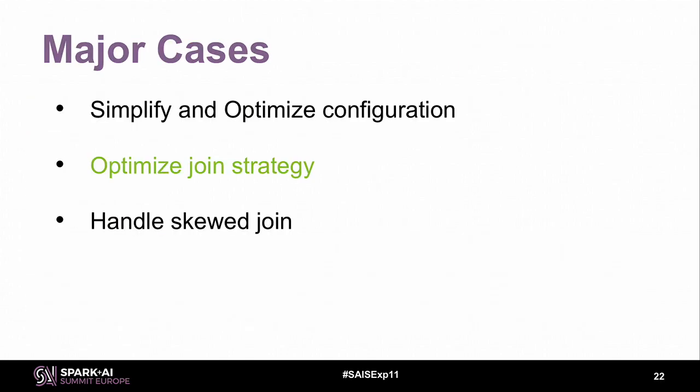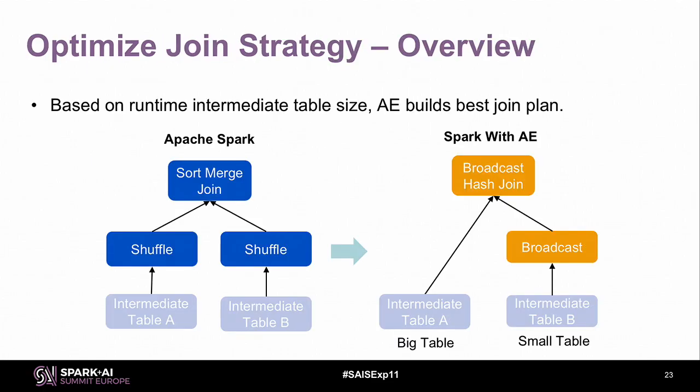Okay, the second key function is to optimize the join strategy. As we know, there are 2 typical joins in Spark, broadcast join and sort merge join. Broadcast join has no shuffle and sort. It usually runs faster than the sort merge join, but it requires one side of the table to be small. Most of the time, Spark can identify the small table and plan the broadcast join accordingly.